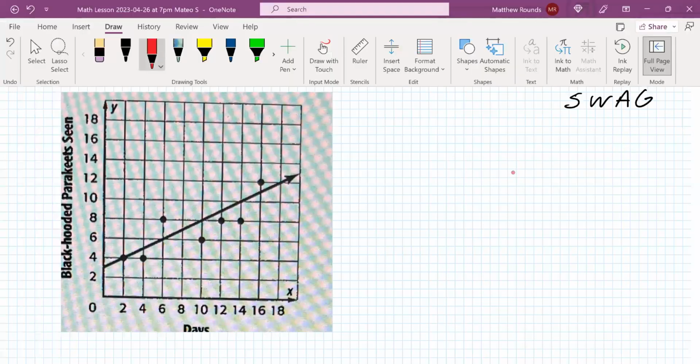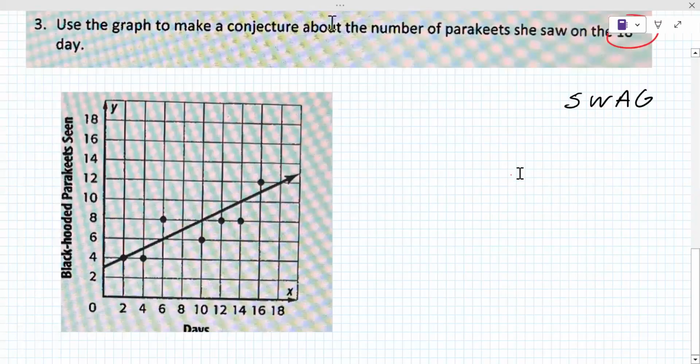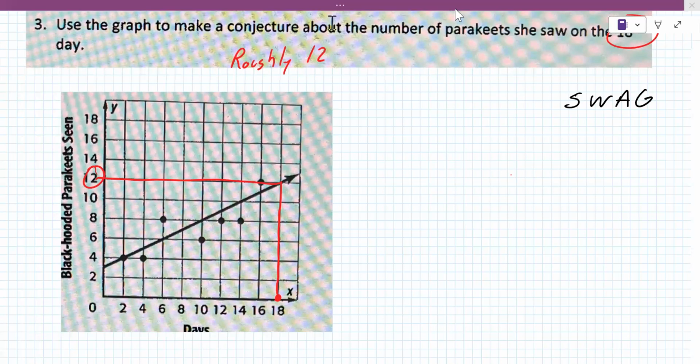So you're looking at this number right here, the 18th day. You come up on 18, hit the curve, hit the line, and you bounce left. And how many? About 12. Yeah. So you might say the word roughly. You never want to say exactly. Estimate 12. You put yourself in a corner when you make absolute statements.